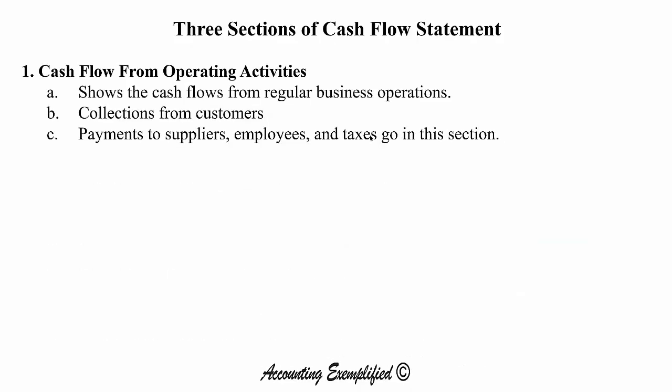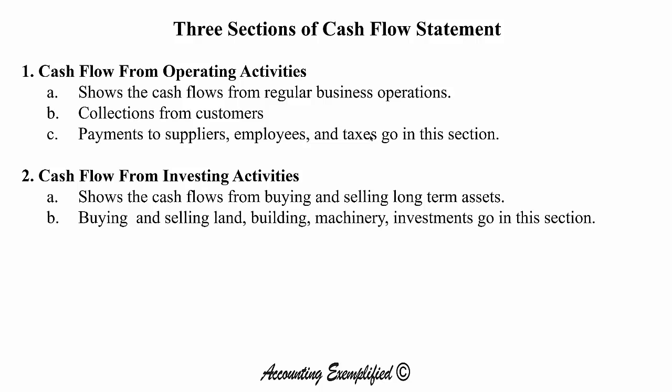What are the 3 sections of cash flow statement? First one is the cash flow from operating activities. This section shows the cash flows from regular, normal business operations. These include the collections from customers, clients, and then payment to suppliers, employees, taxes, etc. These are the activities that the company goes through in running the everyday business operations.